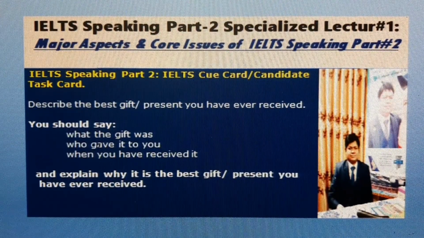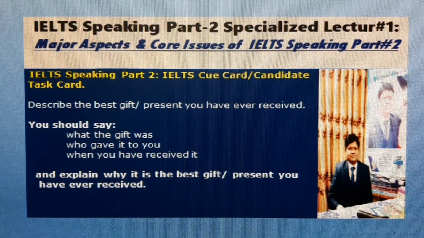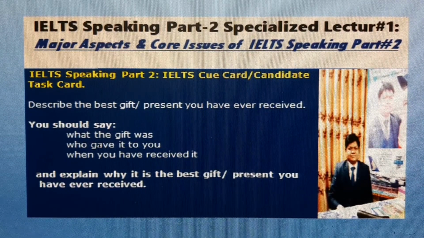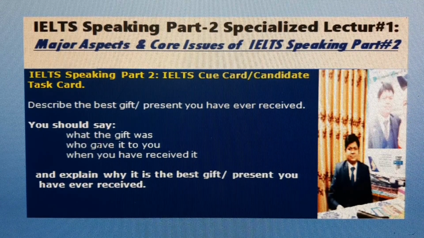Now, I will discuss how an examiner offers a cue card to a candidate. Let's go. In this part, I'm going to discuss how an examiner offers a cue card to a candidate. Step 1. Example of a question card or cue card or task card to be presented to candidate.